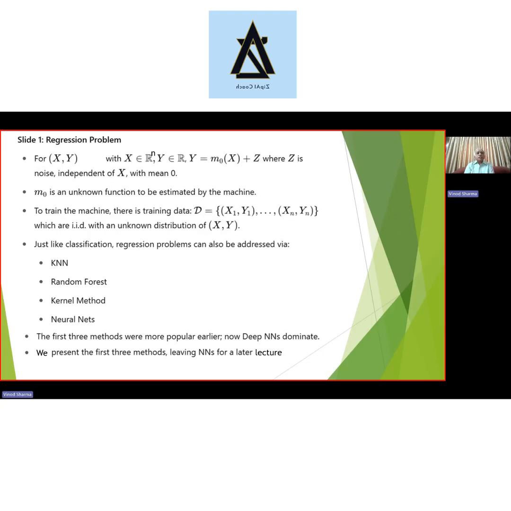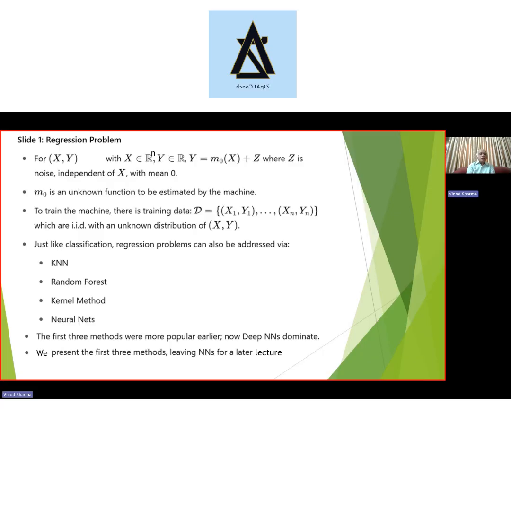Now we'll look at the regression problem. So remember, classification and regression are two classical problems that have been looked at in machine learning earlier. And so far in this video, we have talked about the classification problem. Now we discuss the regression problem. The regression problem is the following.